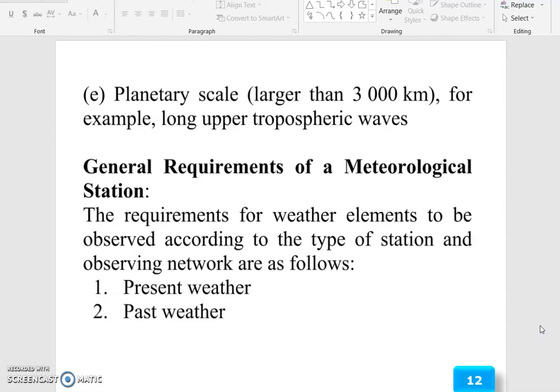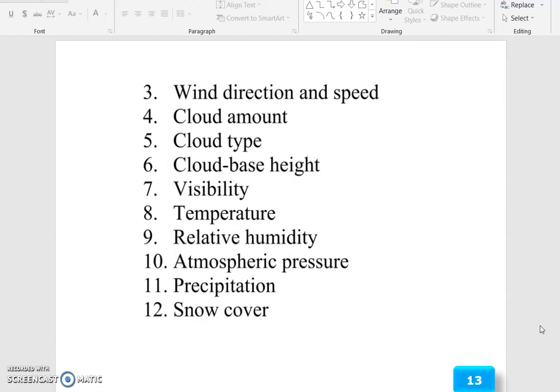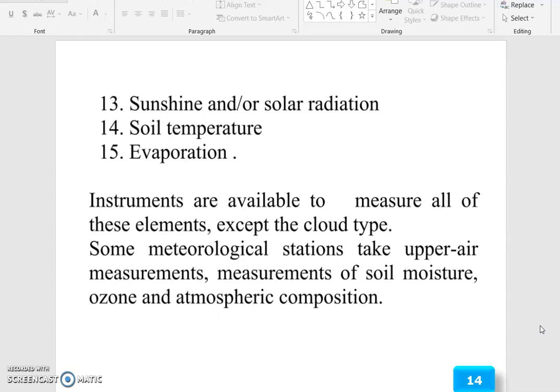General requirement of a meteorological station. The requirement for weather elements to be observed according to the type of station and observing network are as follows: present weather, past weather, wind direction and speed, cloud amount, cloud type, cloud base height, visibility, temperature, relative humidity, atmospheric pressure, precipitation, snow cover, sunshine and maybe the solar radiation, soil temperature. Then the final one is the evaporation. So instruments are available to measure all of these elements except the cloud type.